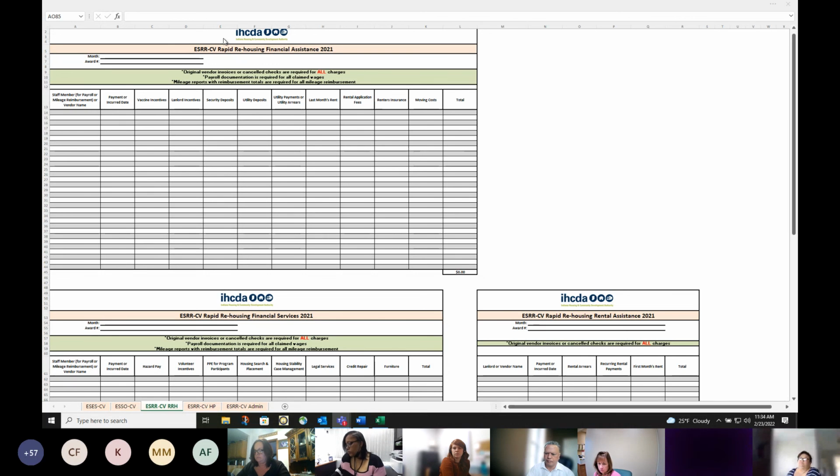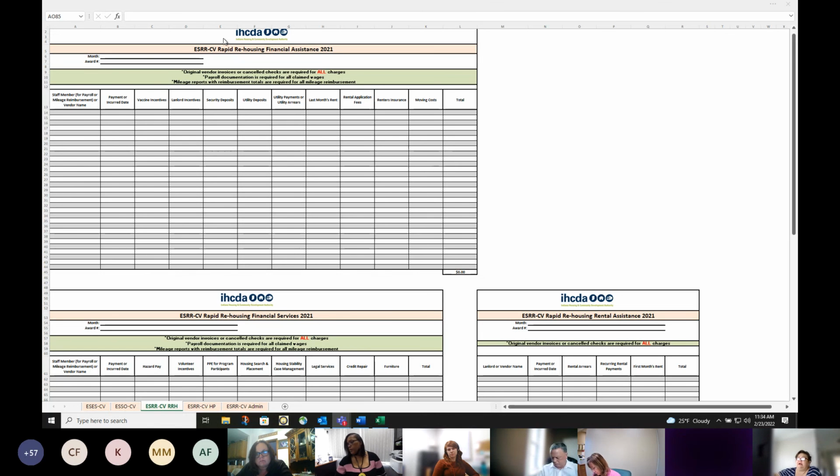Please note though, guys, when you are filling out these narratives, when you've got this Excel spreadsheet, down at the bottom it tells you which award each one of those are for. ESCV, ESSOCV, ESRRCV, RRH, and so on. Your admin is the very last tab for ESRR admin. If you have any questions about that, you can always contact us. But it labels it out. It even tells you up at the top what documentation is required for that line item.